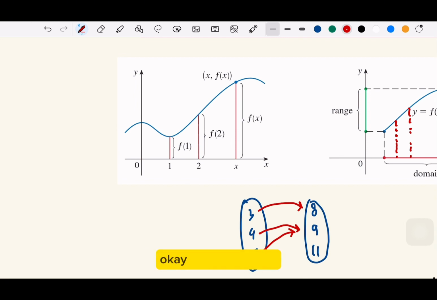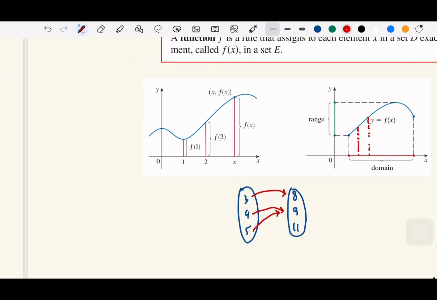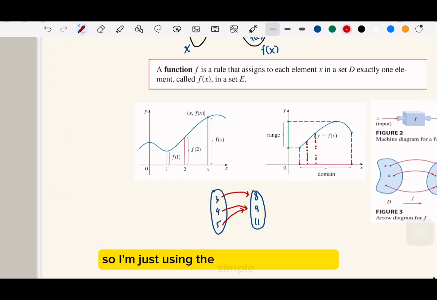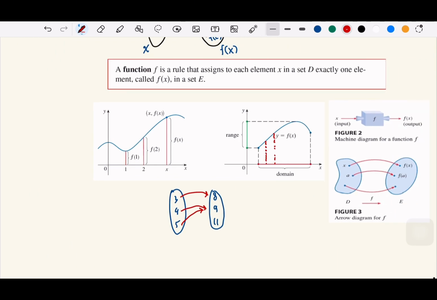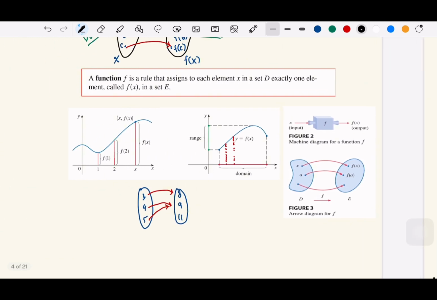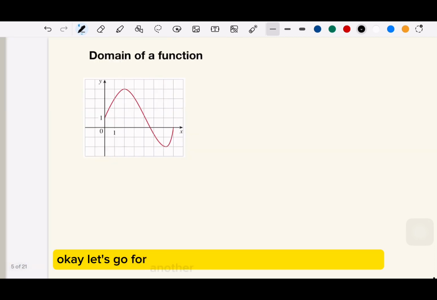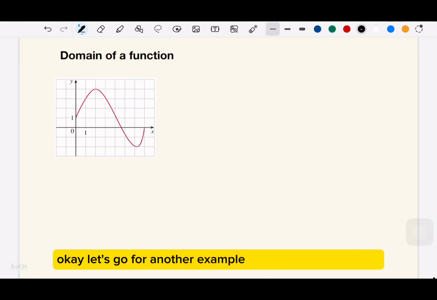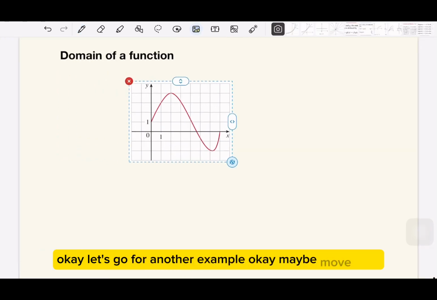Okay, very good. I think this is just a review of your high school or junior high. So I'm just using a simple example here. Too easy? Okay, let's go for another example. Let me move here.